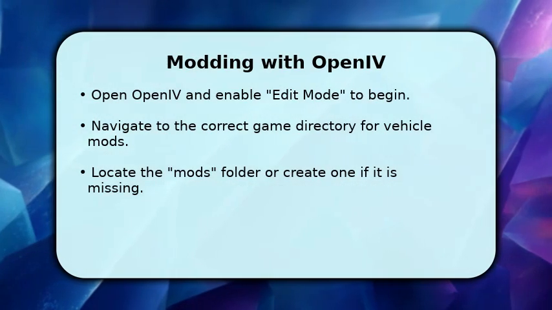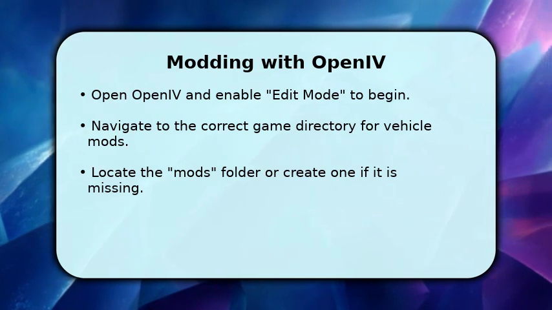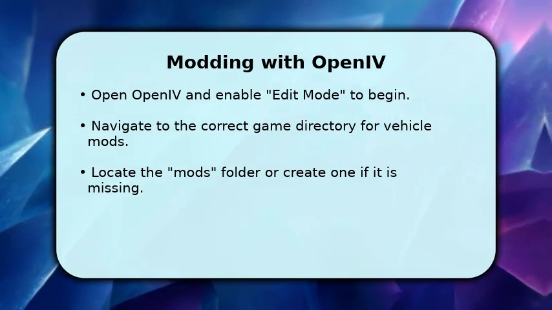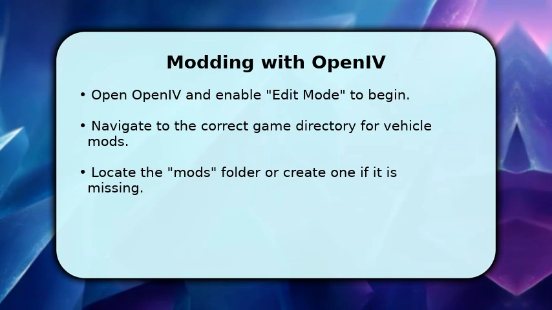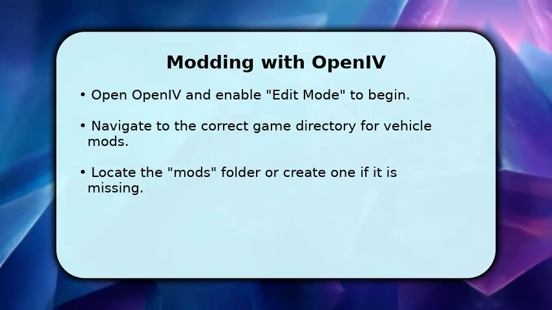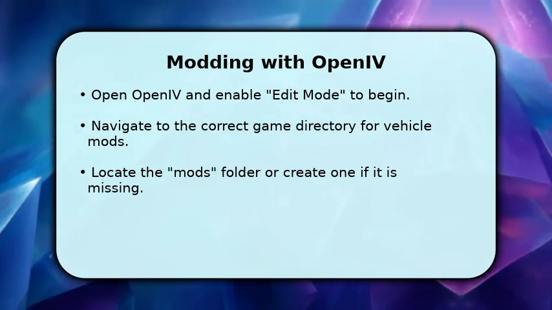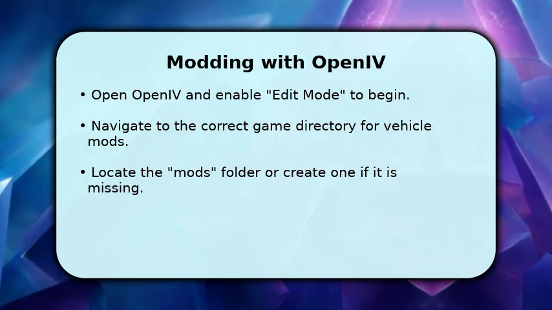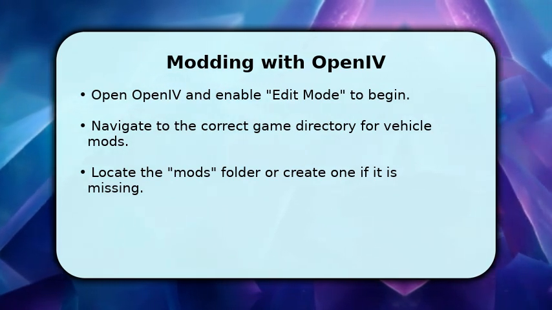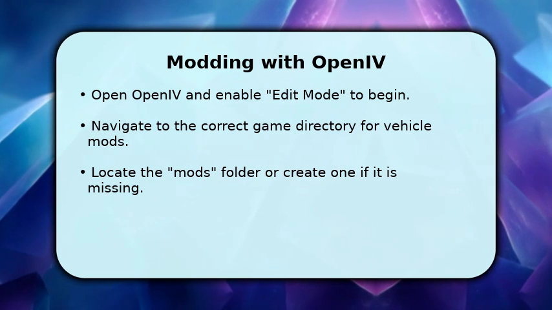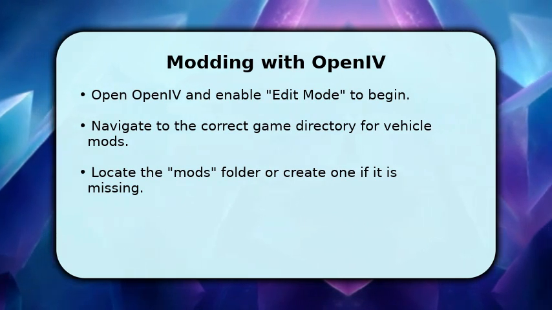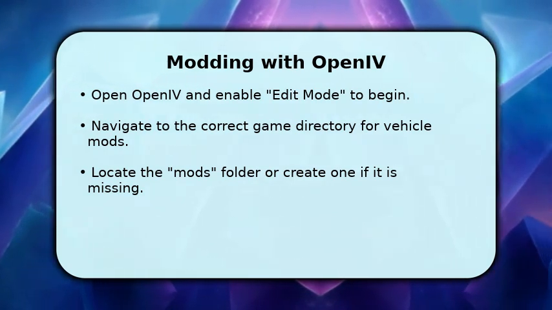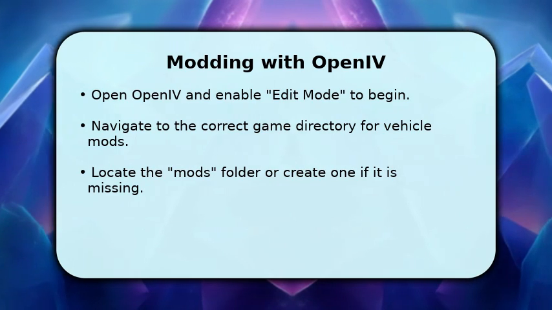Now, let's dive into OpenRoman 4. Launch the application and immediately enable edit mode at the top. This allows you to make changes to your game files. Next, you'll need to navigate to the specific game directory where vehicle mods are stored. If you don't already have a mods folder, create one in your main GTA 5 directory. This keeps your original game files safe and organized.